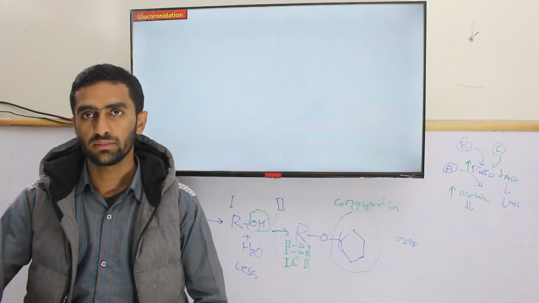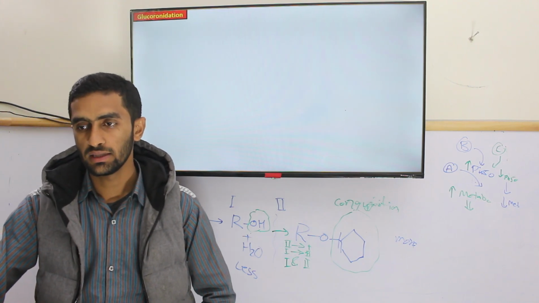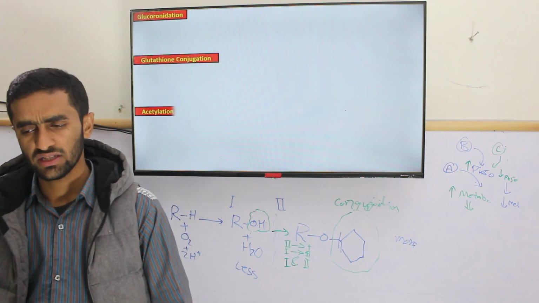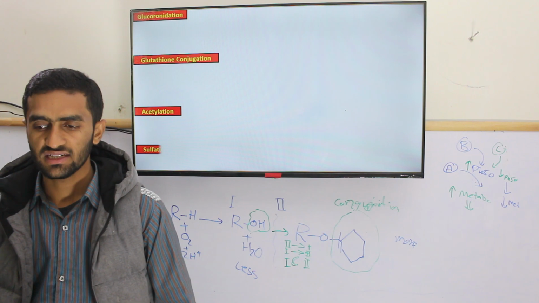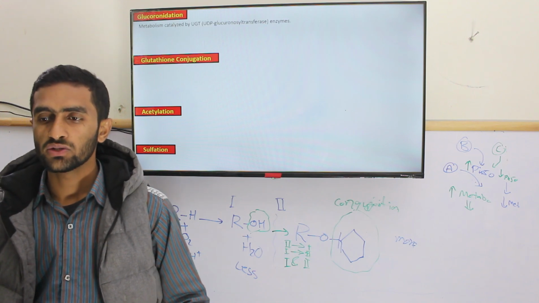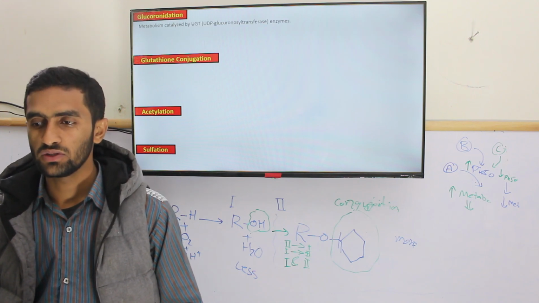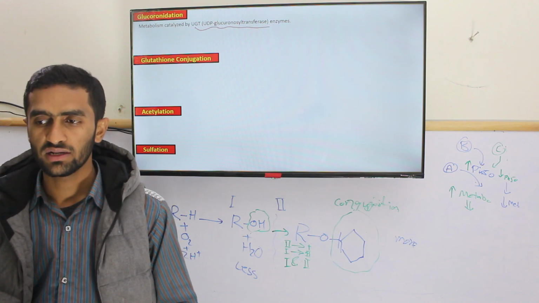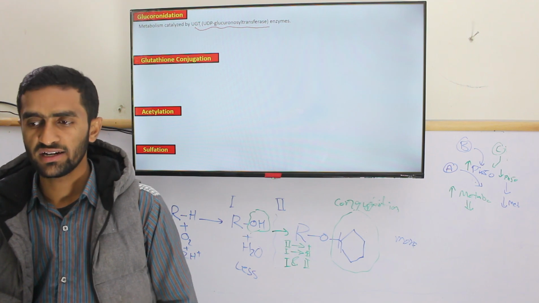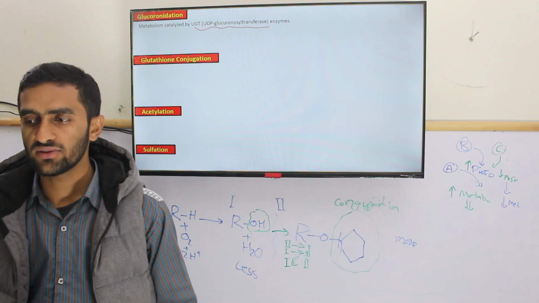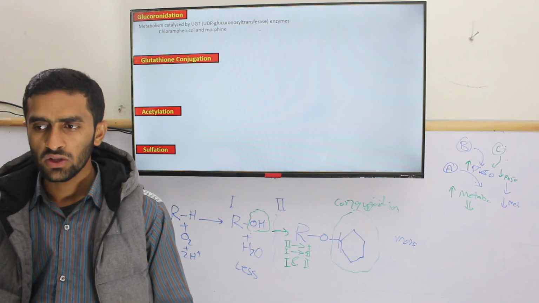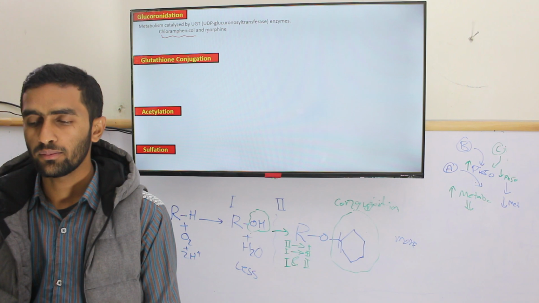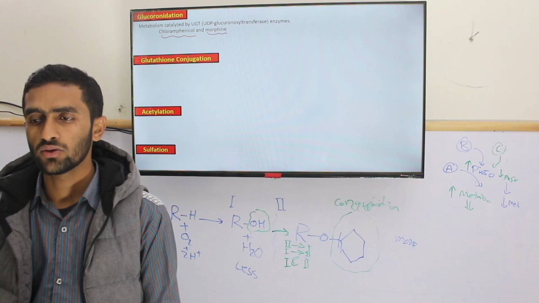Here are some clinical examples you should know for glucuronidation and glutathione conjugation, and some common points for acetylation and sulfation. As I mentioned, they need UDP glucuronic acid and also the transferase enzyme. Some common drugs, chloramphenicol and morphine, are totally dependent upon the glucuronidation reaction.